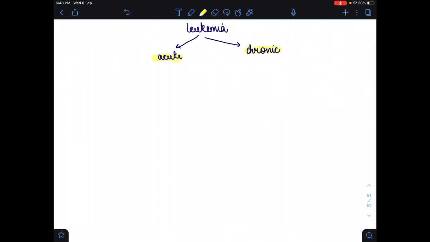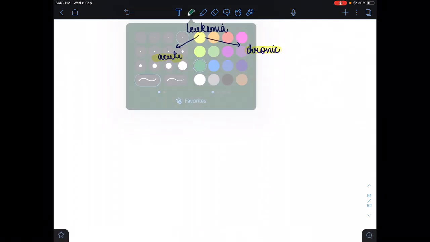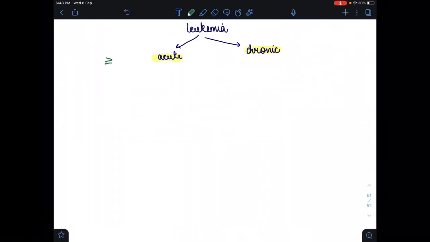Please remember that in acute leukemia the blasts are greater than or equal to 20%, while in chronic leukemia the blasts are less than 20%. This is the basic rule: for acute leukemia the blasts are more than or equal to 20%, and in chronic leukemia the blasts are less than 20%.